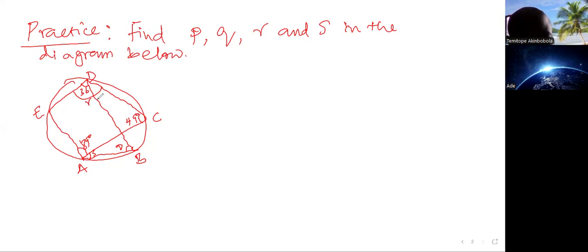Let me use another color for that R so that you'll be able to distinguish it correctly. So this is R, the whole of that place. So you have here P. Yes, P, Q, R, S.